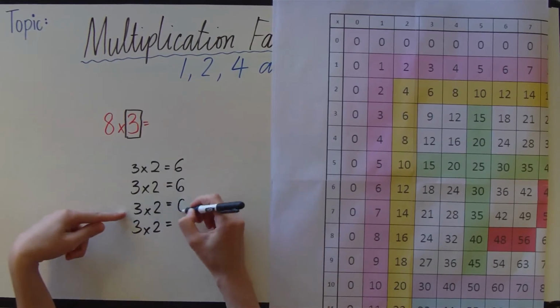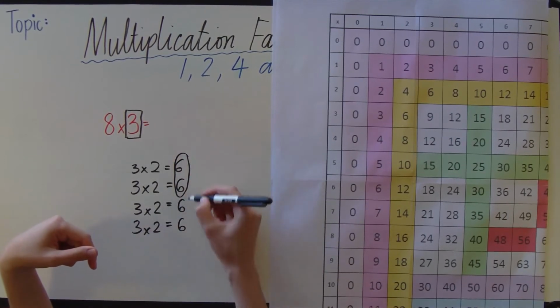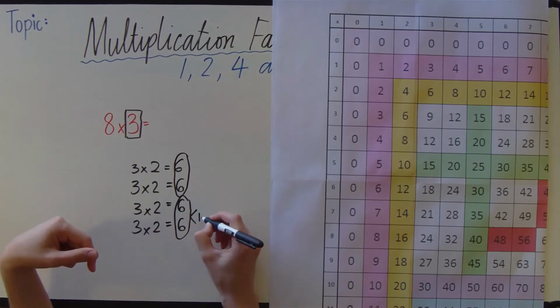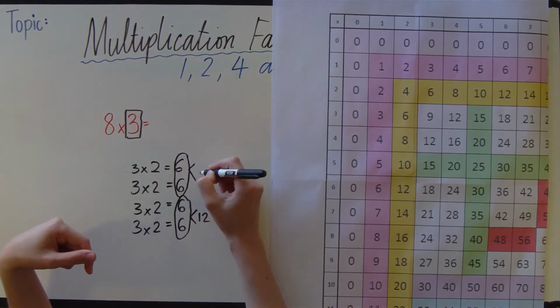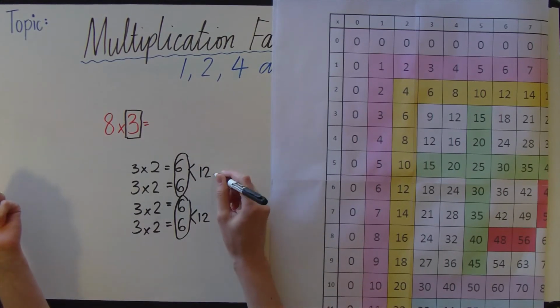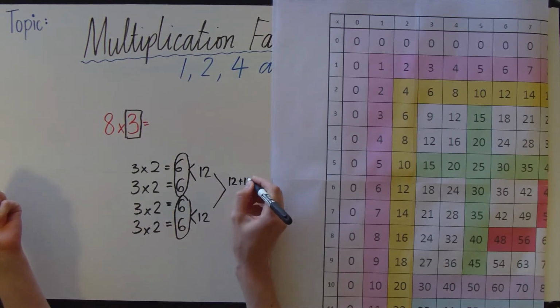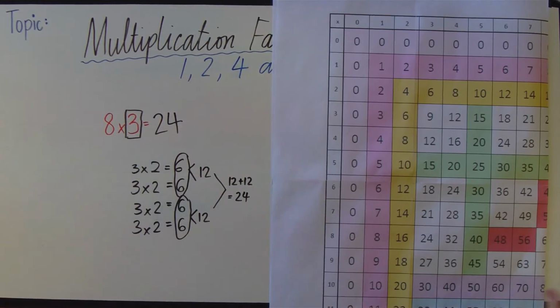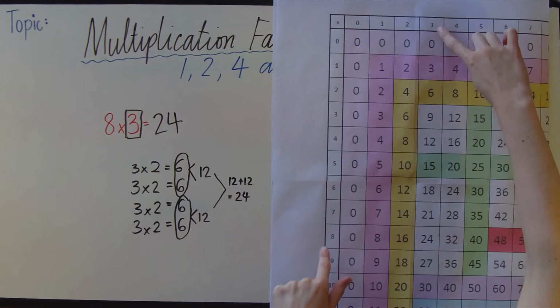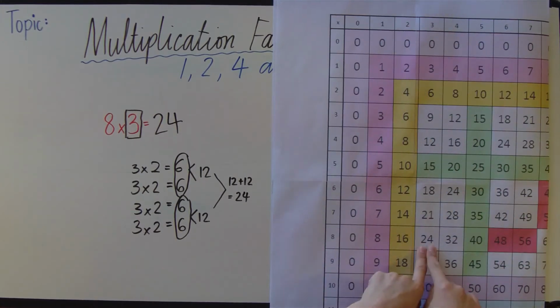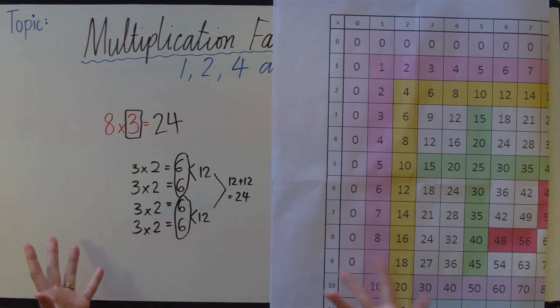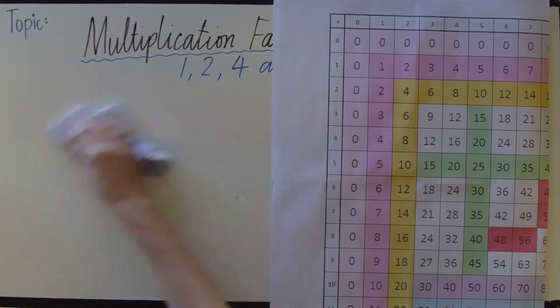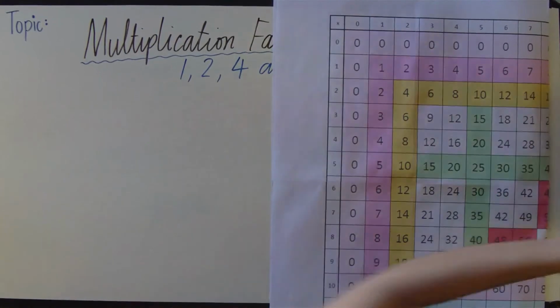So we know that 3 times 2 is 6, and then here I'm just going to do a bit of fast adding. This one equals 12, and this one here equals 12 as well. And then together here, 12 plus 12 equals 24. And just to double check on our multiplication grid, we've got 3 and 8, so 8 times 3, 24. Lovely way of remembering, if it works for you, of course. So they're just a few ways of recalling and trying to remember those particular facts.